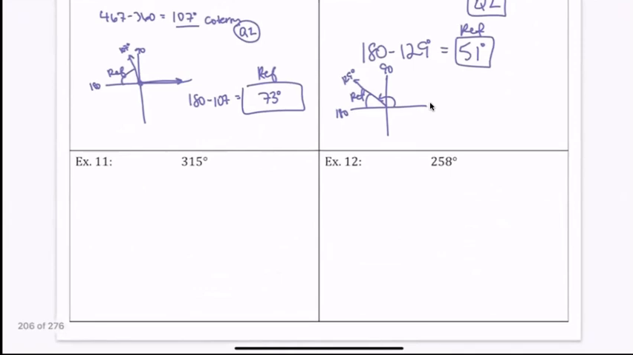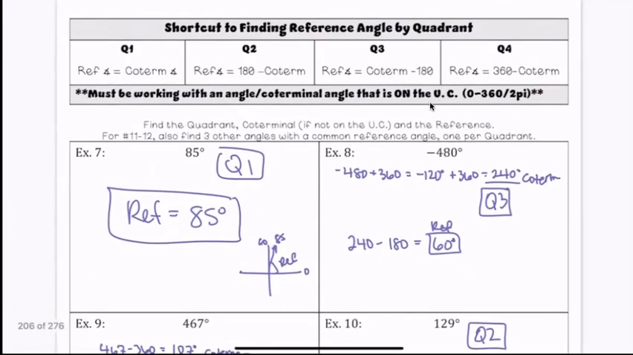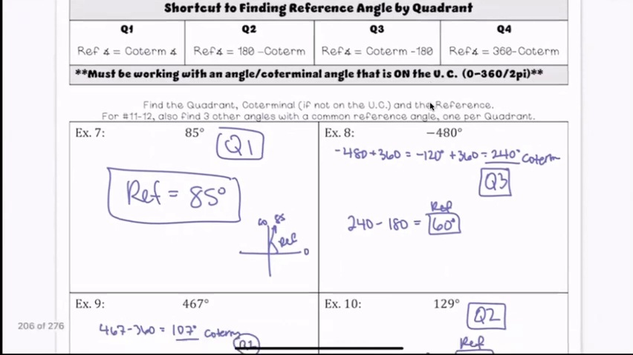The last thing we have left here is 11 and 12. I left these two because they have slightly different directions. It says up here, for 11 and 12, also find just three other angles, not acute, with the common reference angle, one per quadrant. And back here, let's do this one together. Then you can try number 12.